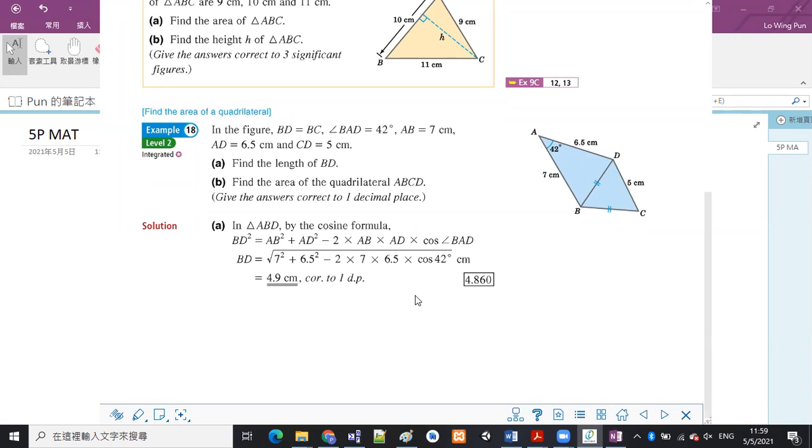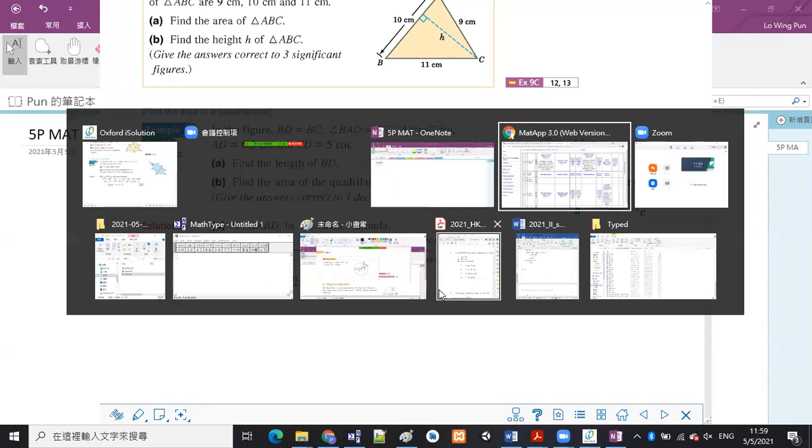We have done the instant drill number 17 yesterday, right? Okay, and let us use example 18 as a warm-up exercise today. Let's read example 18.